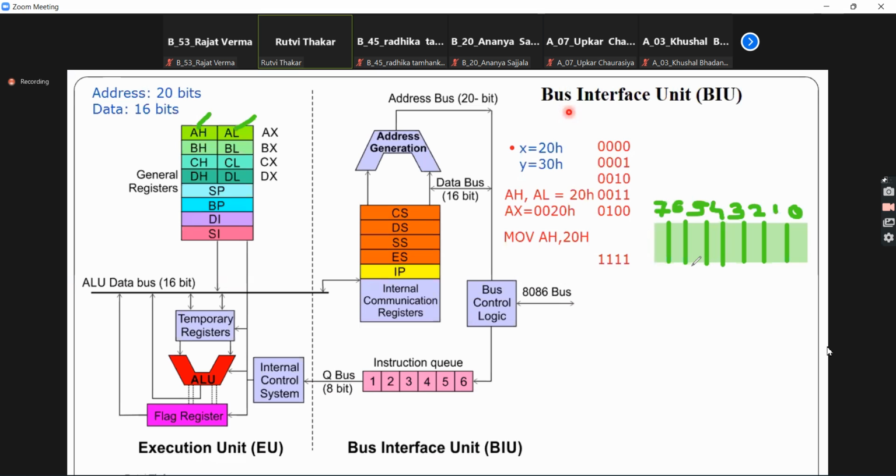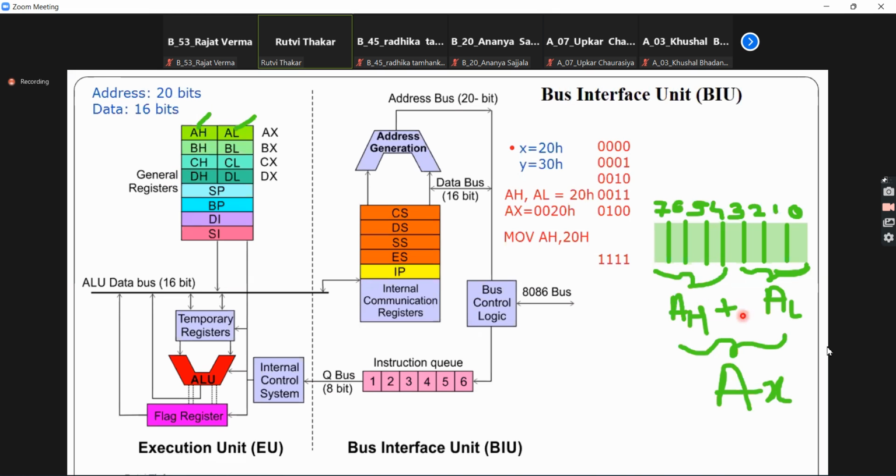Okay, so 7 bits, 0 to 7 makes it 8-bit. From that, 0 to 3 is defined as AL because it is the lower part of the register. 4 to 7 is your AH, which is the higher byte of the accumulator. AH plus AL together makes the register AX. Am I clear? This is applicable to all 4 registers.